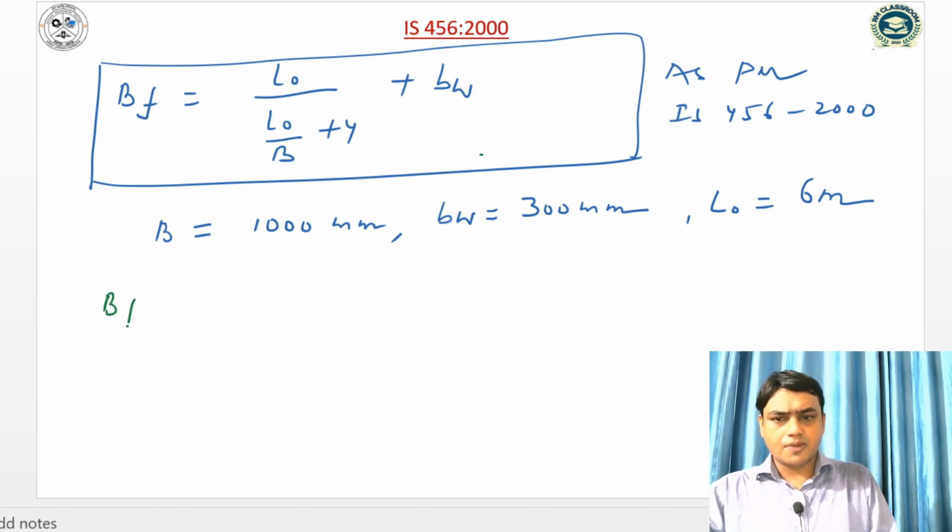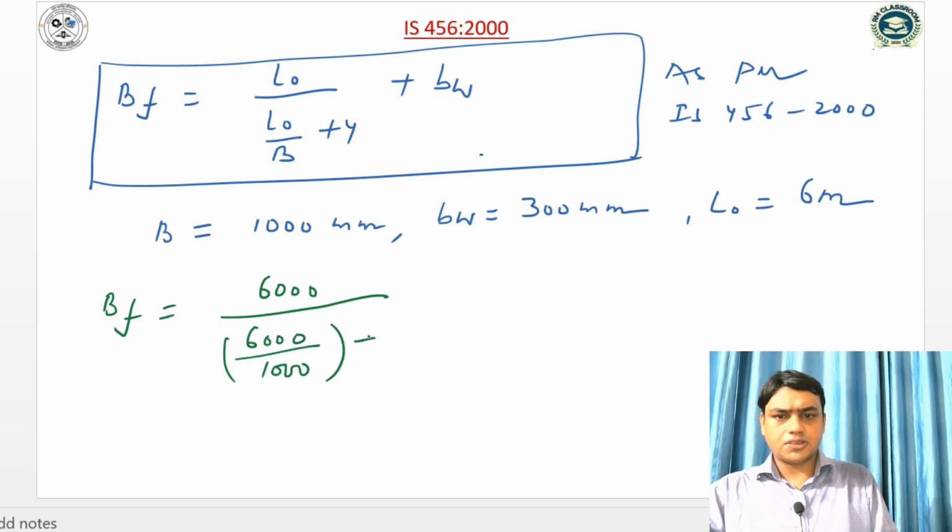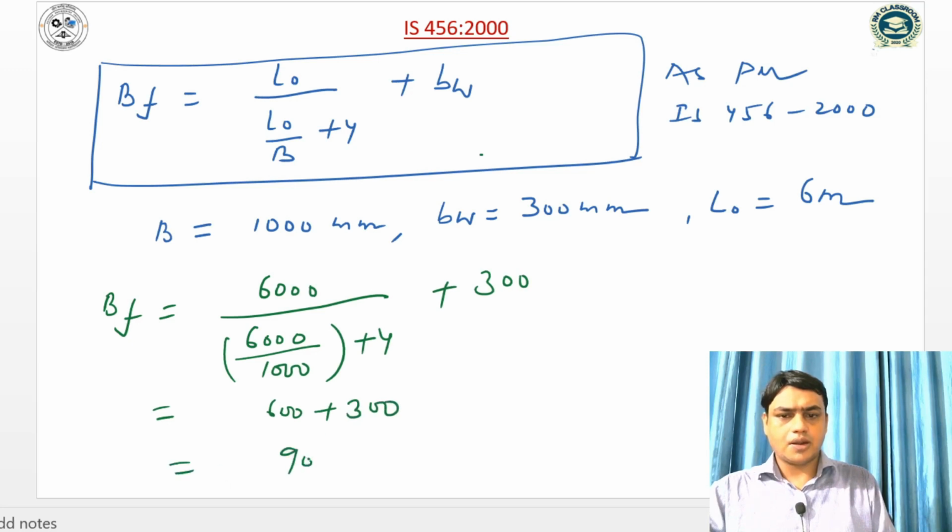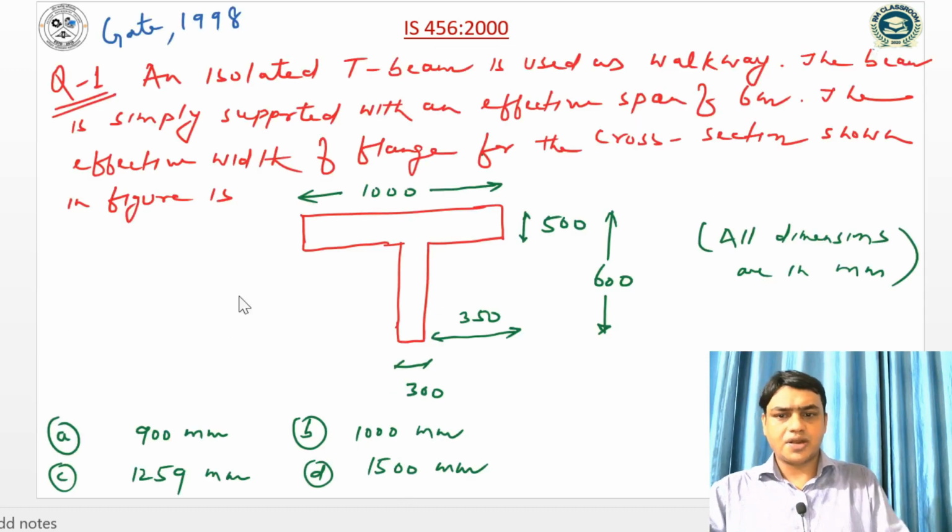So BF can be computed as L0 is 6000 divided by 6000 divided by 1000 plus 4 plus BW is 300. So it will be 6 plus 4 is 10, so 600 plus 300, so it will be 900 mm. If I see the options, 900 mm is the effective width of flange.